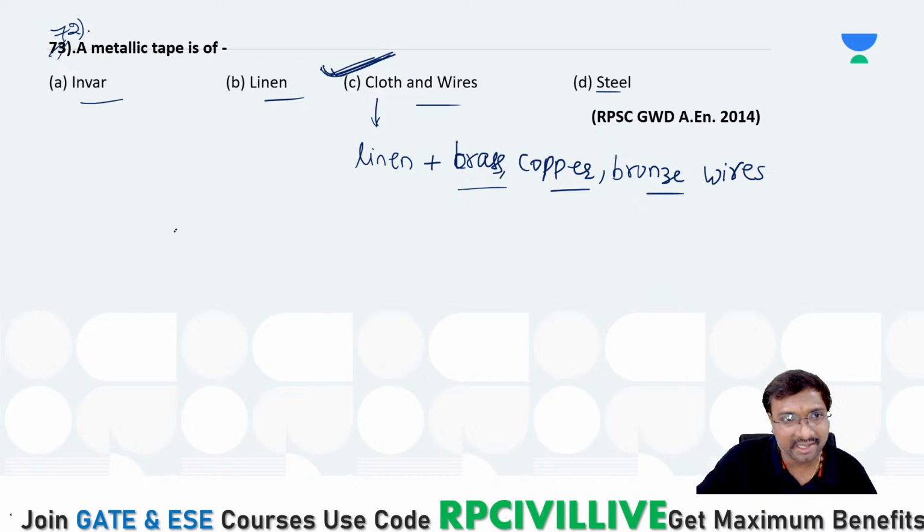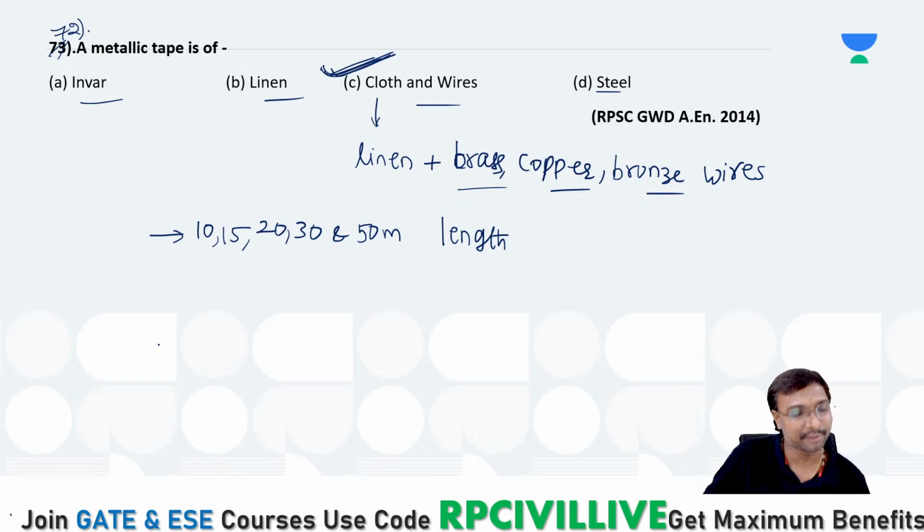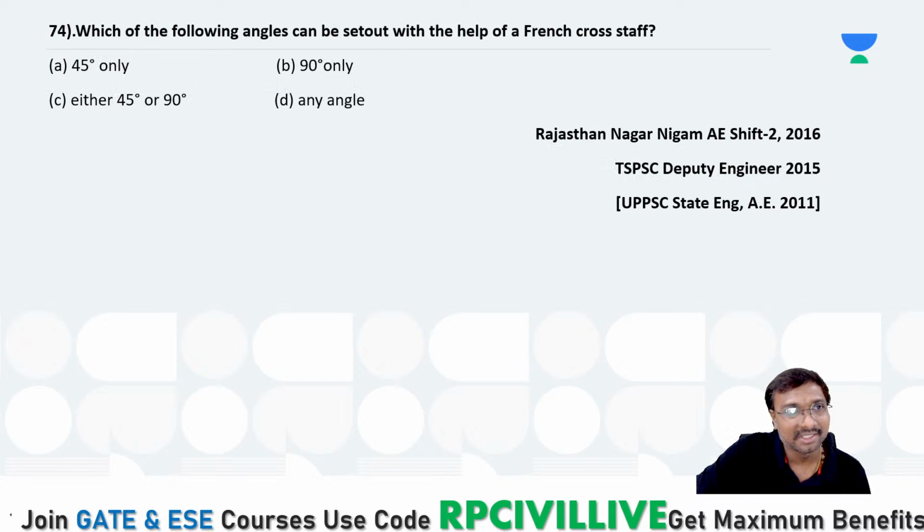And what are the lengths available, if you just observe? 10 meter, 15 meter, 20 meter, 30 meter and 50 meter lengths are available for this, right? These are the lengths of this metallic tape available. Okay, shall I move to the next question, everyone? Yes, I'll be moving on to the next question, right? Try to select your answer.